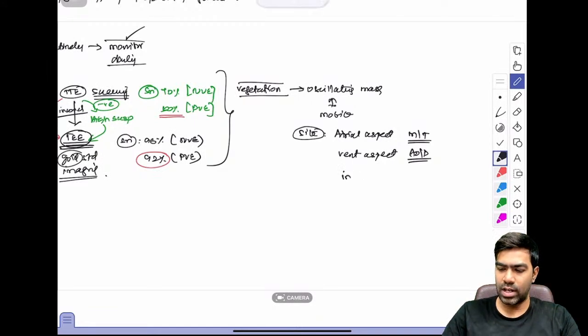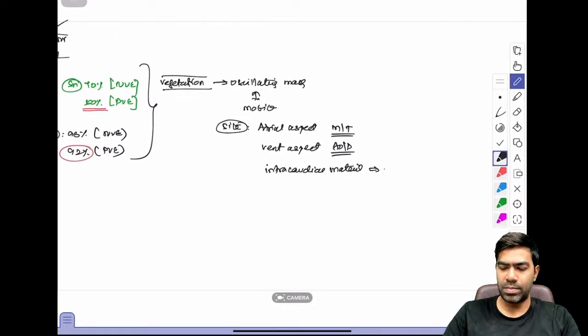Or you can see it on intracardiac material, in the sense of the leads, for example, in pacemaker leads.